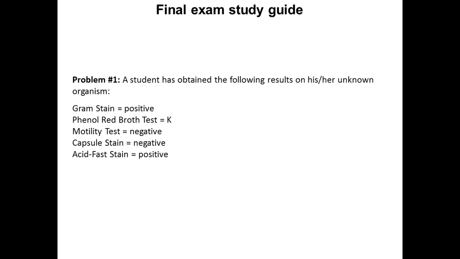So this is the first question. A student has obtained the following results on his or her own unknown. It's gram-positive. The phenol red broth test was K. So what color was that tube? It was pink. Motility test was negative, which means it just looked like a straight line. There was no diffusion into the media, no motility. The capsule stain was negative, and the acid-fast was positive. Which organism is this out of the list of organisms? Mycobacterium. What made you get that so quickly?